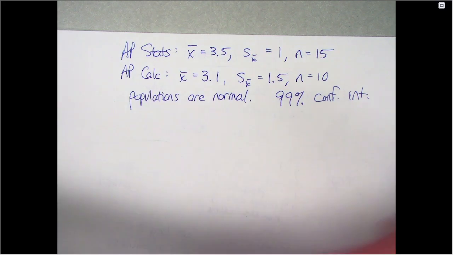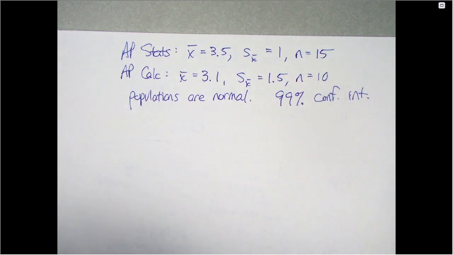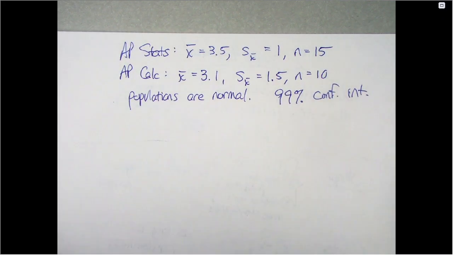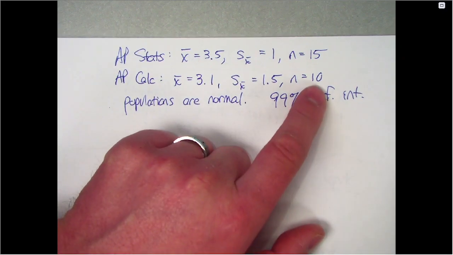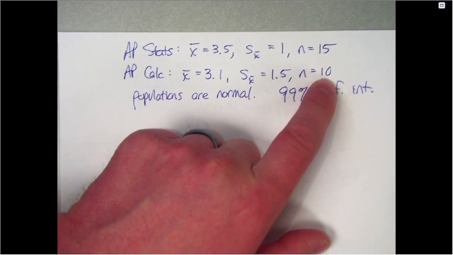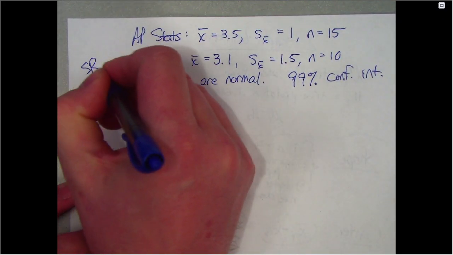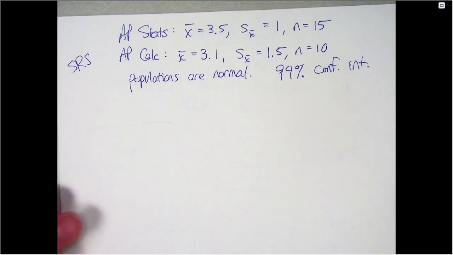So we're going to estimate the true difference between AP Stat scores and AP Calc scores. This is throughout my teaching career. So 10 is less than 10% of the population. Let's say that we did it randomly. Populations are normal.